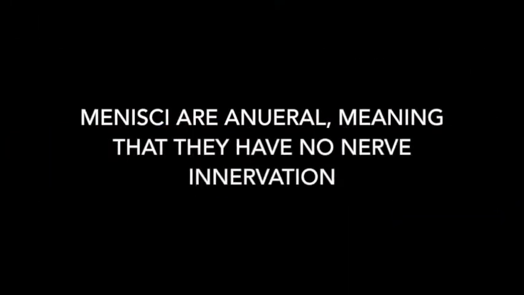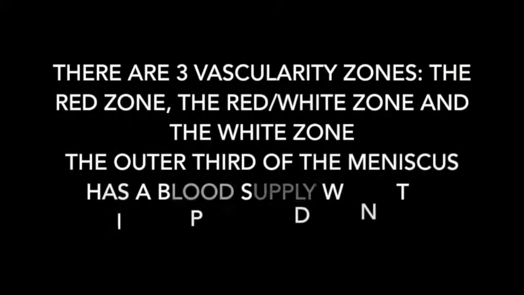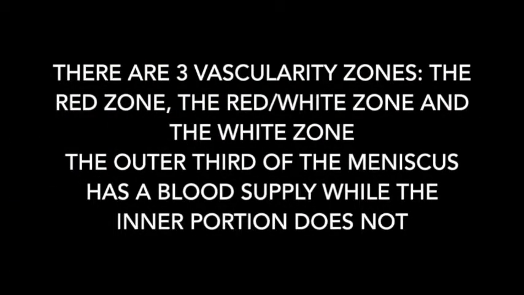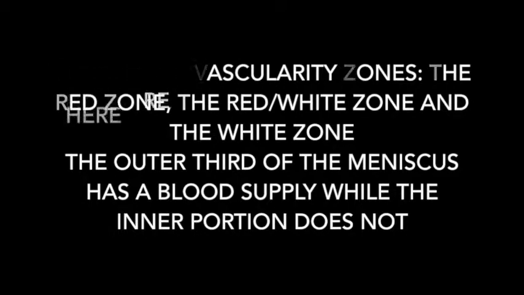They are wedge-shaped in the sagittal plane, which means they are thicker in the periphery and thinner centrally. They are aneural, which means they have no nerve innervation. There are 3 vascularity zones: the red zone, which has good vascularity, the red-white zone, which has moderate vascularity, and the white zone, which has no vascularity at all.